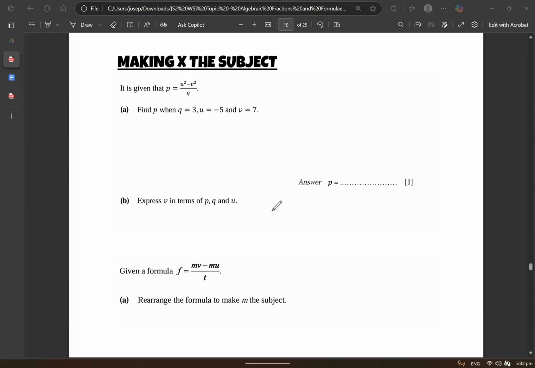Now, the first question says P equals (U² − V²)/Q. The first thing, as you can see, is to express V in terms of P, Q, and U. Of course, over here, what does that mean? Basically, this means that you are going to have V on the left-hand side. V is the subject. Make V the subject.